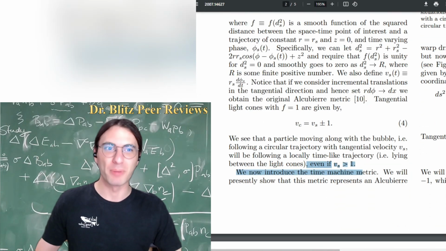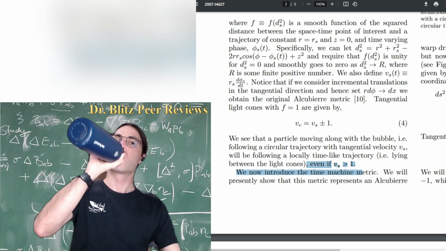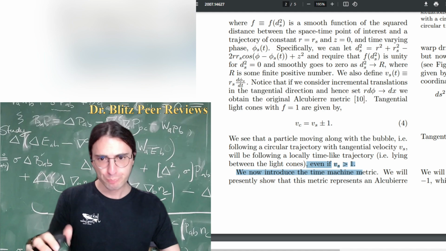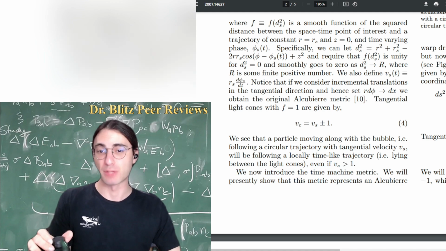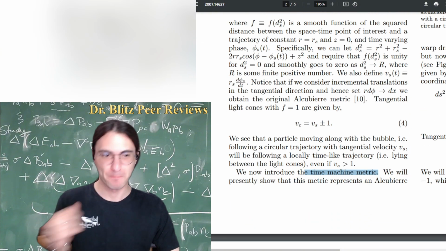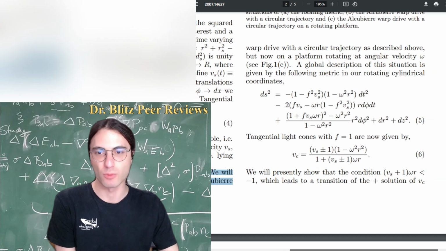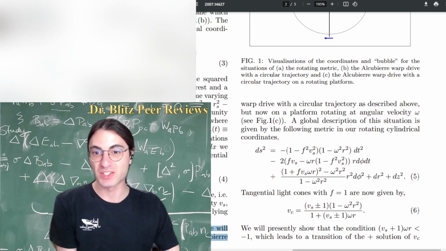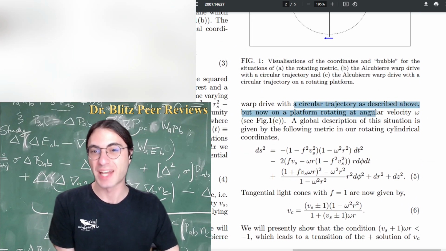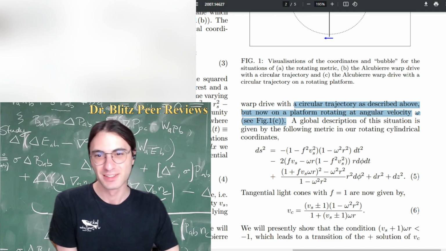Okay, so this is the setup. It's a lot of warm up, but we'll get there. We now introduce the time machine metric. All right, that wasn't the time machine metric, but we're going to get there. We will presently show that this metric represents an Alcubierre warp drive with a circular trajectory as described above, but now on a platform rotating at angular velocity omega.